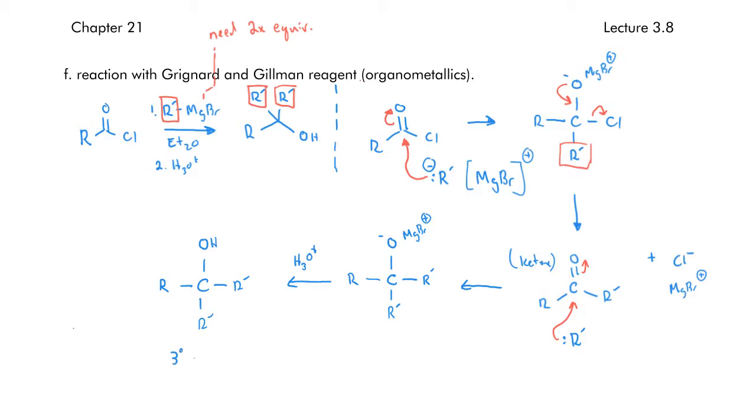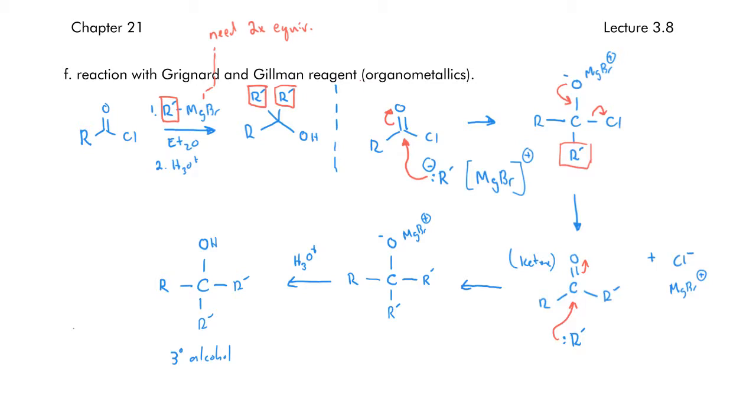So if we take a look at it, where did the two R primes come from? Well, they came from successive additions onto a carbonyl carbon each time that it formed. The first time was the collapse of the tetrahedral intermediate to kick off the chloride, and then attack on that ketone led to the tertiary alcohol.